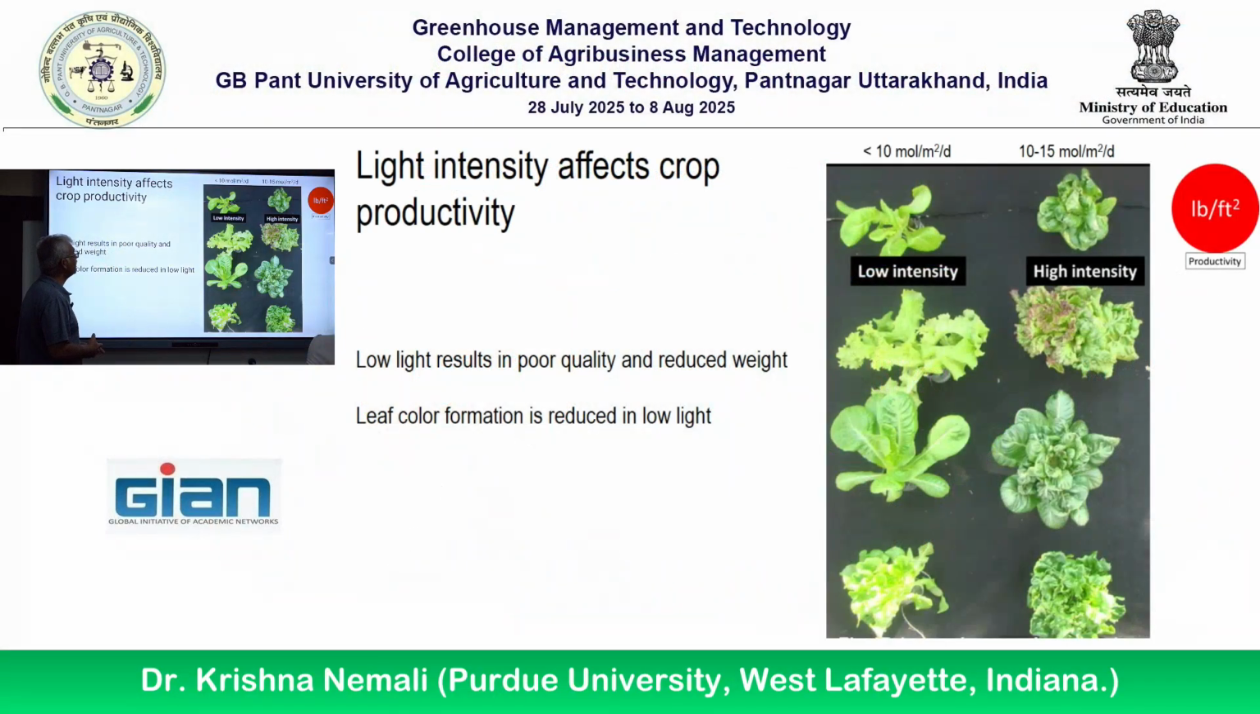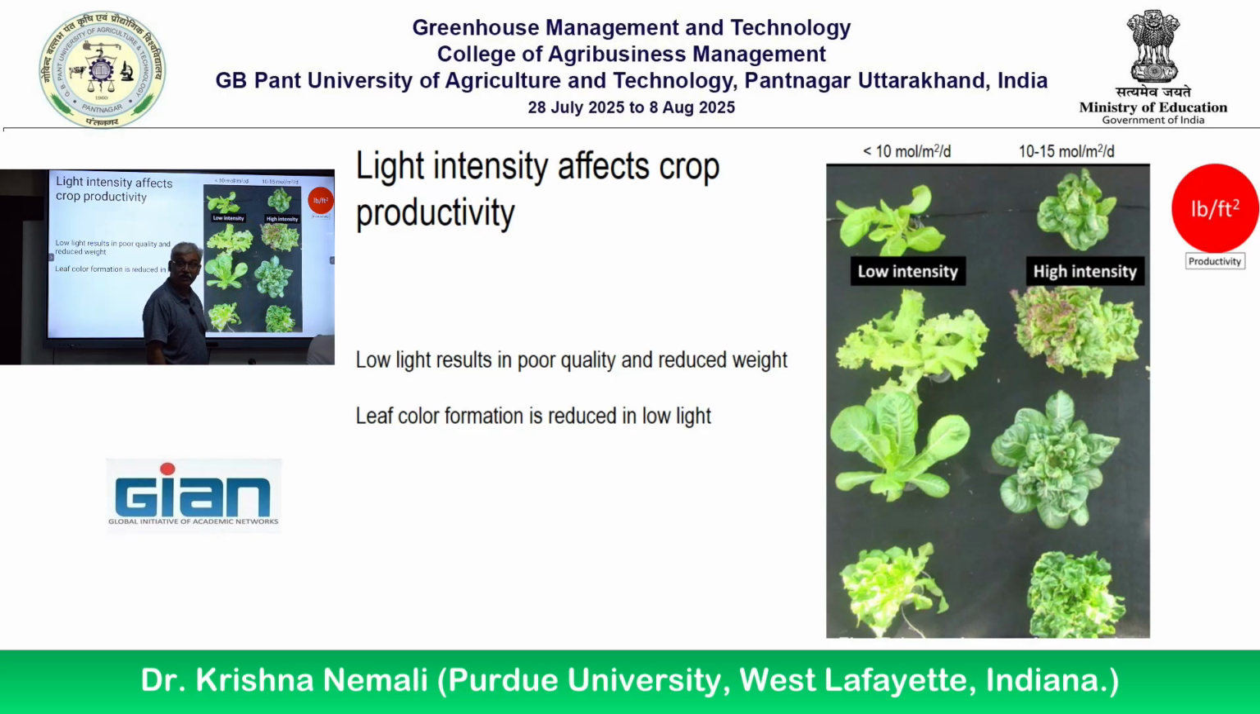So I'm going to show you some examples of our own research very quickly. I said crop productivity is one factor, right? You can see here by just growing plants with optimum amount of light. You recognize those numbers at the top: less than 10 moles, 10 to 15 moles per meter square per day. What is a mole? Mole is the total integral light, right?